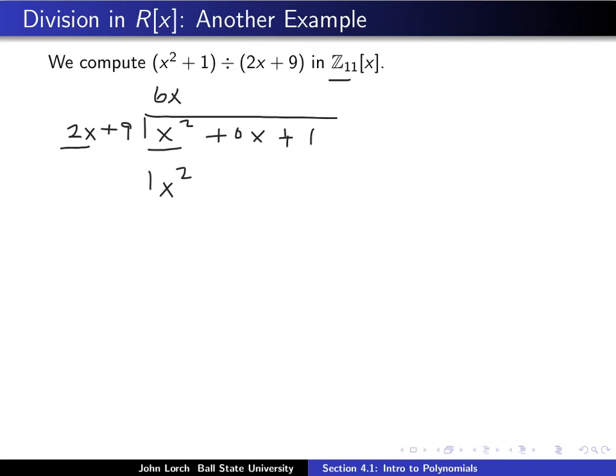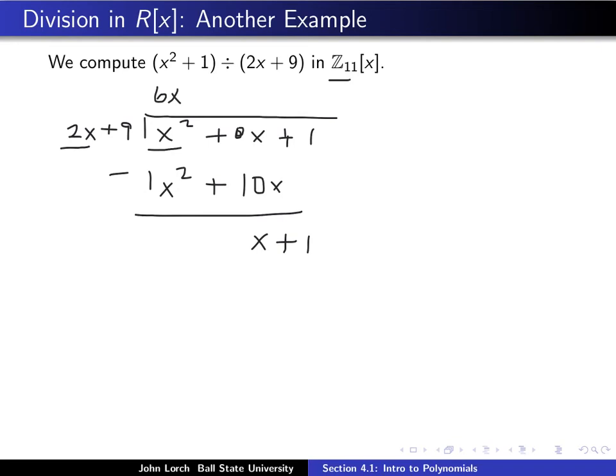Okay. And now we take 6x times 9, which is 54x. But 54 is really 10 in Z11. And what do we do then? Well, we subtract. x squared minus x squared is 0. 0x minus 10x is a minus 10x. But remember, minus 10 is the same as 1 in Z11. And now we drop down the 1. And then we do all this stuff over again.